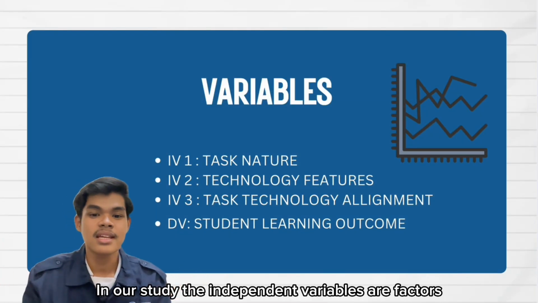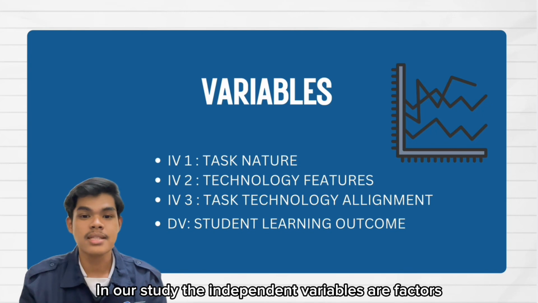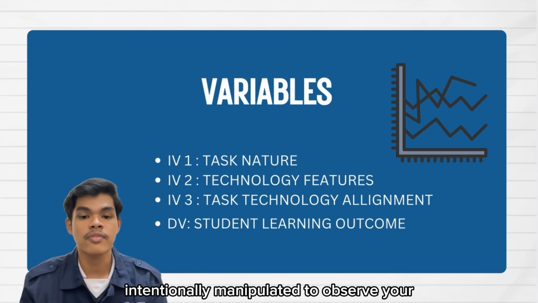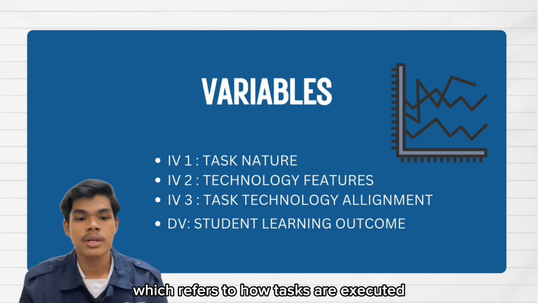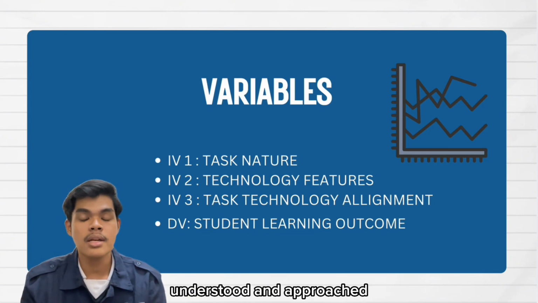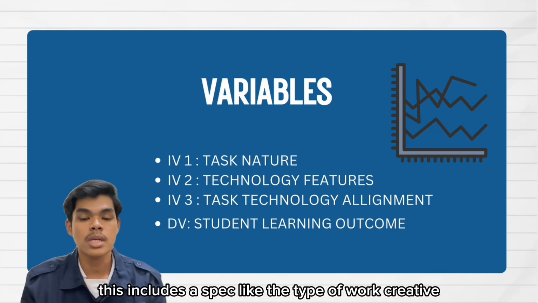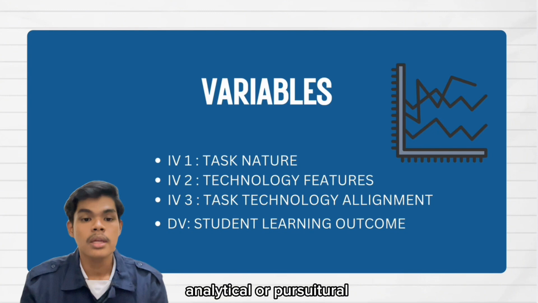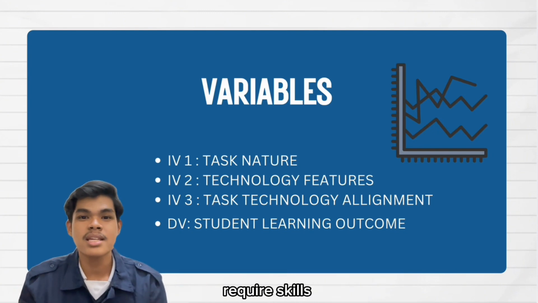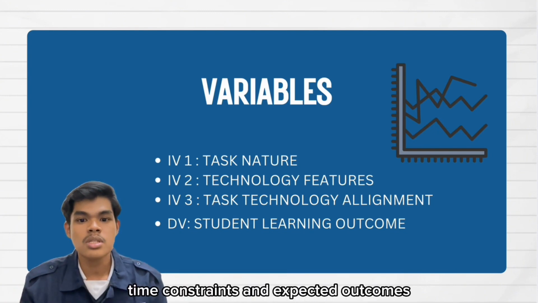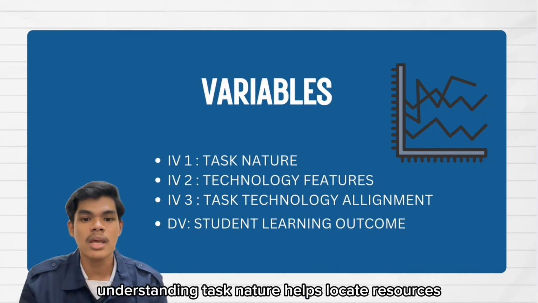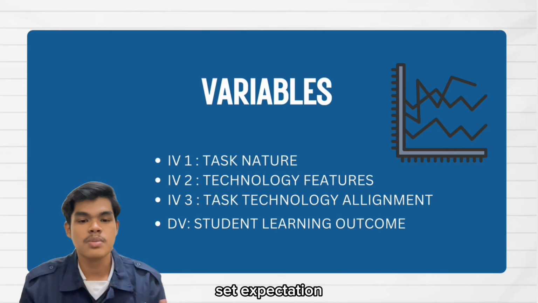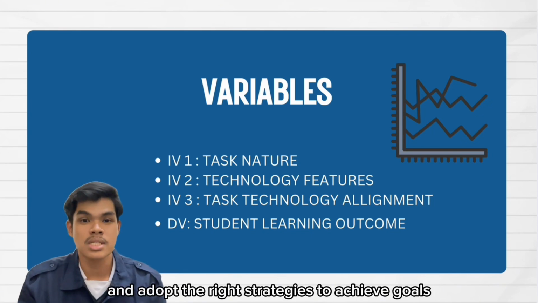In our study, the independent variables are factors intentionally manipulated to observe their impact on outcomes. The first variable is task nature, which refers to how tasks are executed, understood, and approached. This includes aspects like the type of work, creative, analytical, or procedural, difficulty level, required skills, resources, time constraints, and expected outcomes. Understanding task nature helps allocate resources effectively, set expectations, and adopt the right strategies to achieve goals.